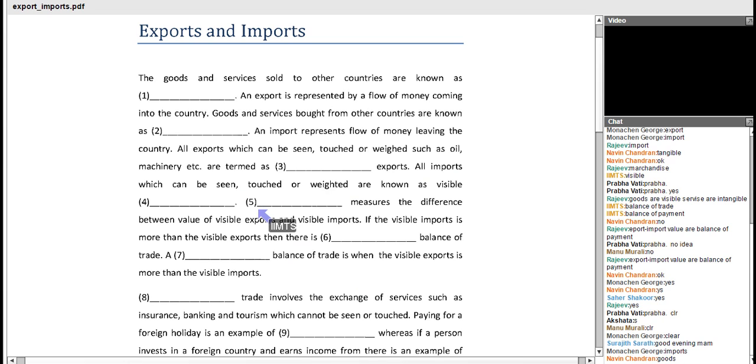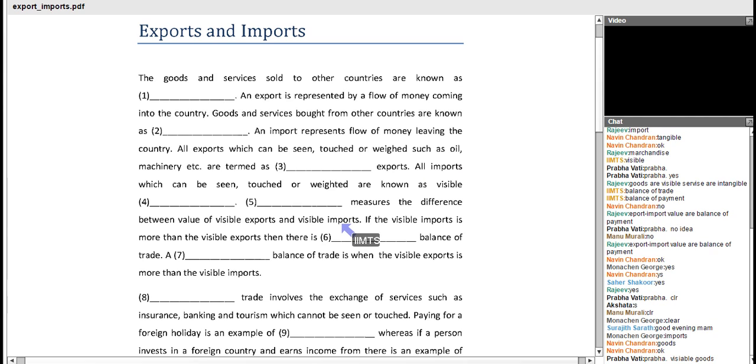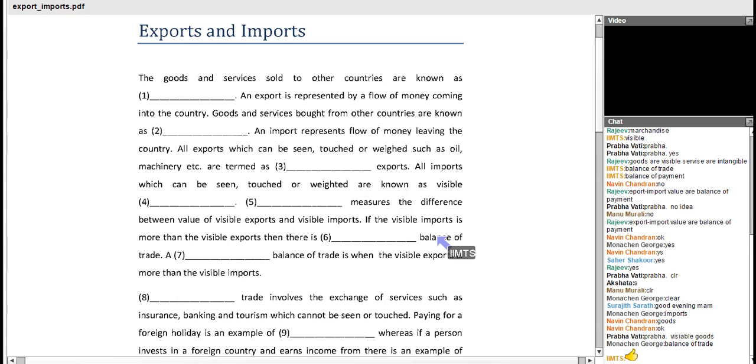Correct. Now, next is dash measures the difference between the value of visible exports and visible imports. I discussed the two terms right now. Yes, it's balance of trade, Monachin. That's correct. Balance of trade is the statement which covers the visible items.